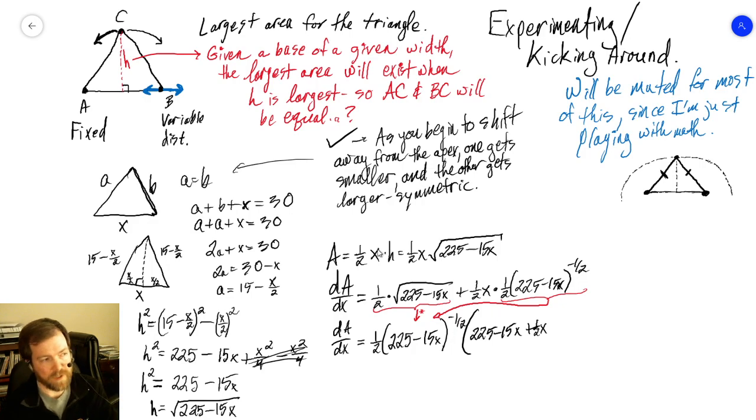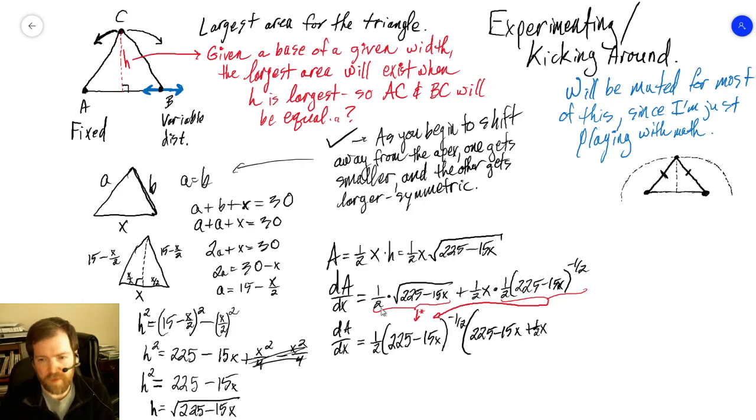And we can plug that into the area formula. So area of the full triangle is going to be 1/2 x times height. And then we sub in the square root for h. And now we're working all this stuff down.